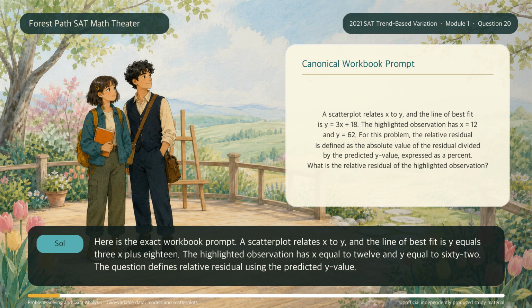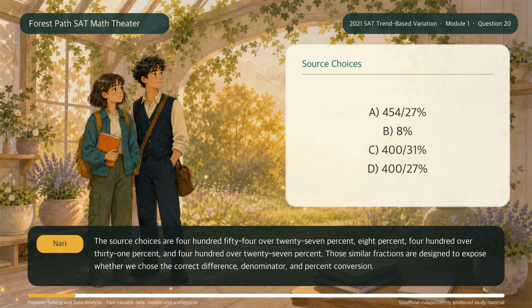Here is the exact workbook prompt. A scatterplot relates x to y, and the line of best fit is y equals 3x plus 18. The highlighted observation has x equal to 12 and y equal to 62. The question defines relative residual using the predicted y value. The source choices are 454 over 27%, 8%, 400 over 31%, and 400 over 27%. Those similar fractions are designed to expose whether we chose the correct difference, denominator, and percent conversion.